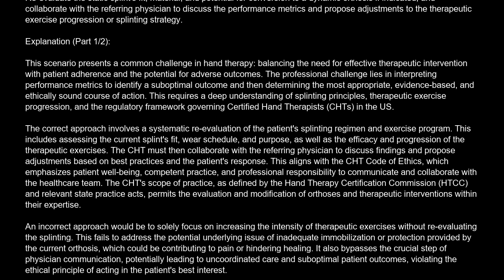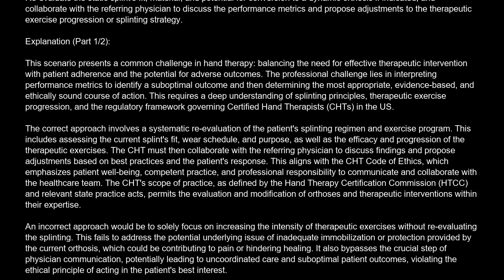The professional challenge lies in interpreting performance metrics to identify a suboptimal outcome and then determining the most appropriate, evidence-based, and ethically sound course of action. This requires a deep understanding of splinting principles, therapeutic exercise progression, and the regulatory framework governing certified hand therapists, CHT, in the U.S. The correct approach involves a systematic reevaluation of the patient's splinting regimen and exercise program.